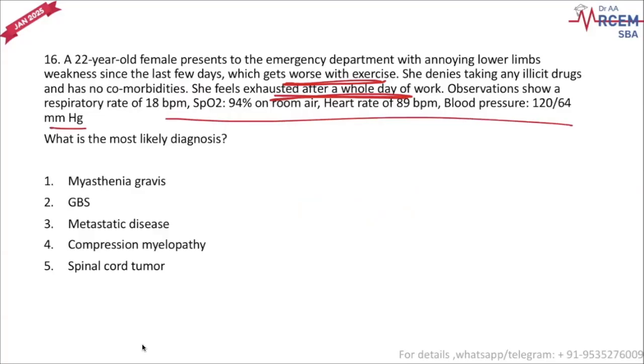So, what are we thinking about? After exercise, she's becoming worse. Basically, after working out or carrying out some activities, her weakness gets worse and worse. GBS doesn't present like this, with ascending weakness. Metastatic disease at 22 years old, we are not suspecting. Compressive myelopathy, spinal tumors, also way too far-fetched. It is myasthenia gravis, a clear-cut diagnosis of myasthenia gravis.